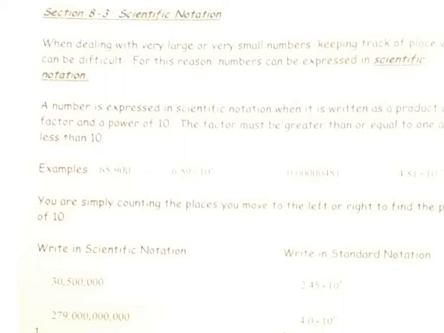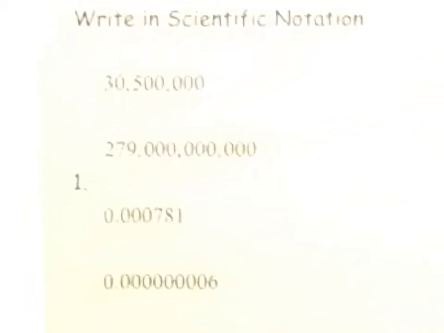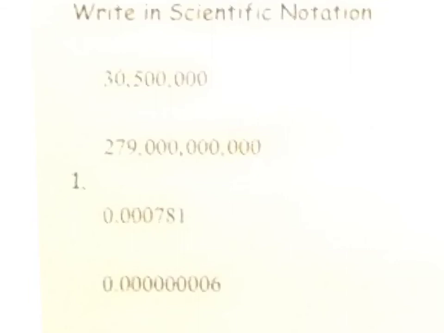Alright, 8.3 is about scientific notation. Now I'm assuming most of you have done scientific notation. So I'm just going to grab one. I'm going to grab this very first one, write in scientific notation, this 30,500,000. Okay, so here's the goal. We want it to be a number with only a 3 point something, a 1 point something, a 5 point something, a number smaller than 10. So for this first one, I would want it to be 3.05 times 10 to the something.